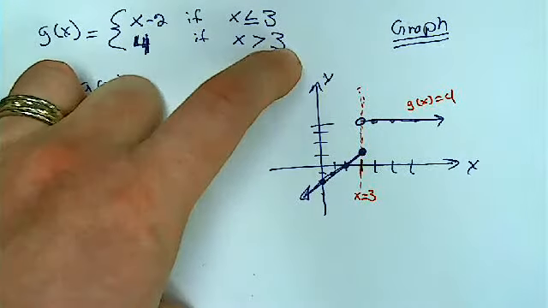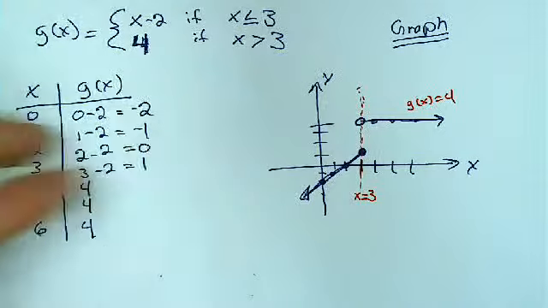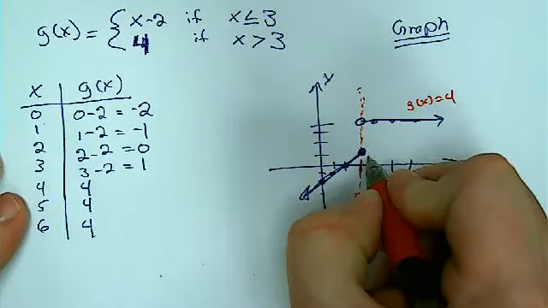Do you have to draw an open and closed dot? Yes, you always have to have one open dot and one closed dot because that's where they link up.